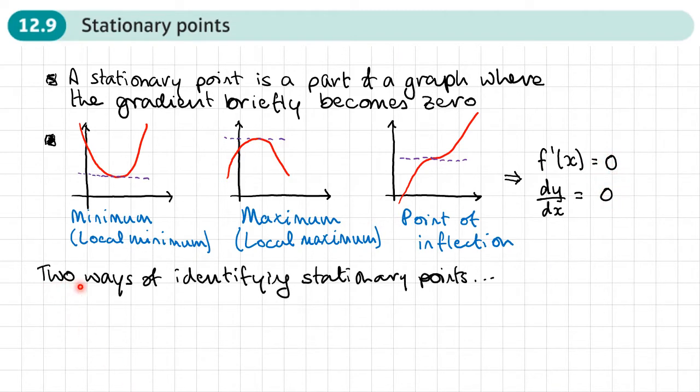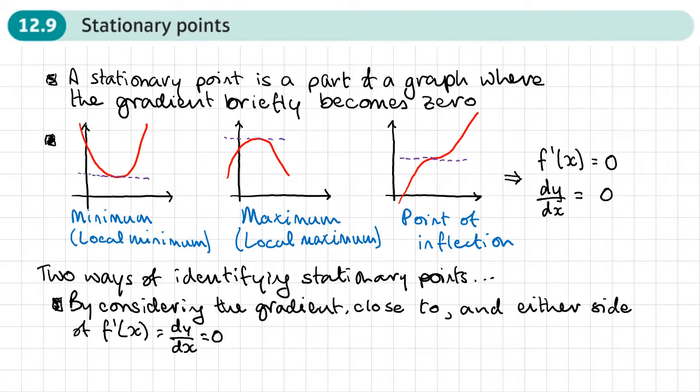So there are actually two ways that we can identify these stationary points without actually having a sketch of the graph drawn, just from the equation of the graph, and we're going to look at both of those ways. So the first way is by considering or looking at the gradient close to and either side of where we find the derivative is equal to zero.